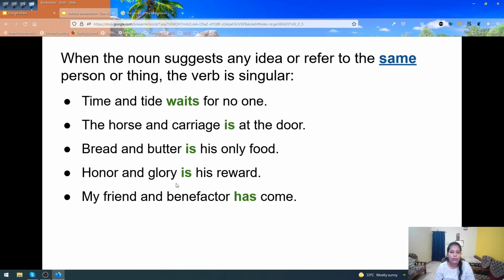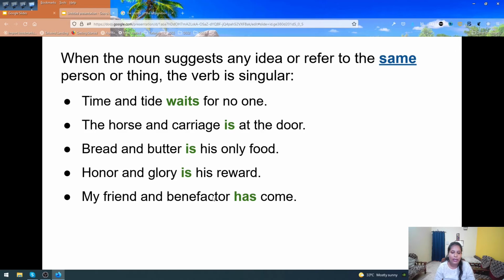Honor and glory, these both are ideas, is his reward. So as these two are ideas, that's why here the verb is singular. Honor and glory is his reward.